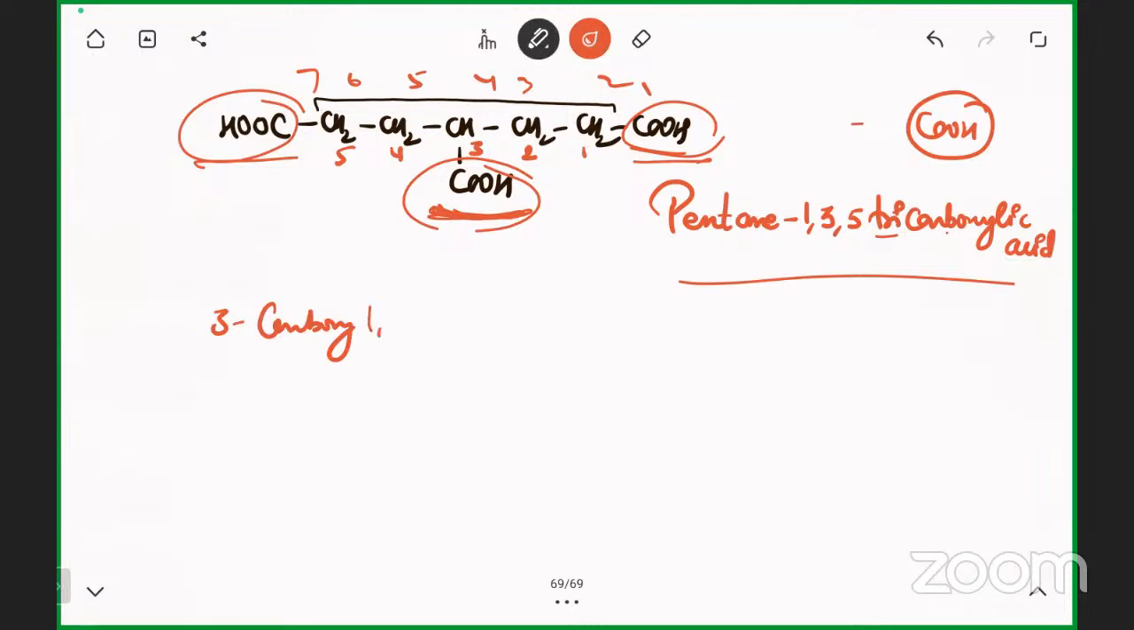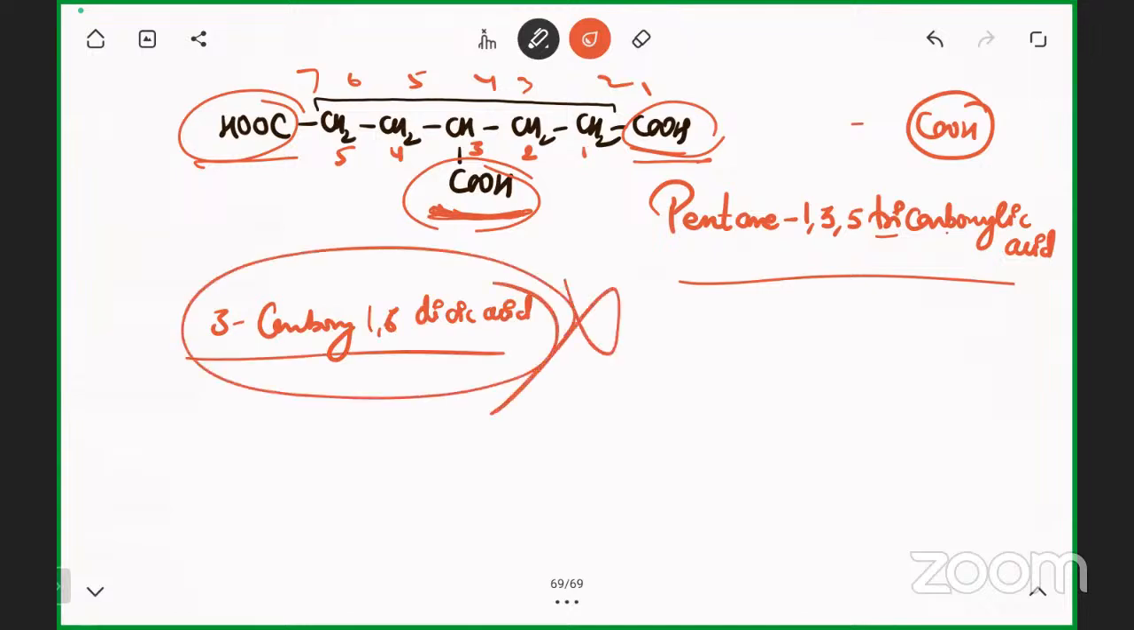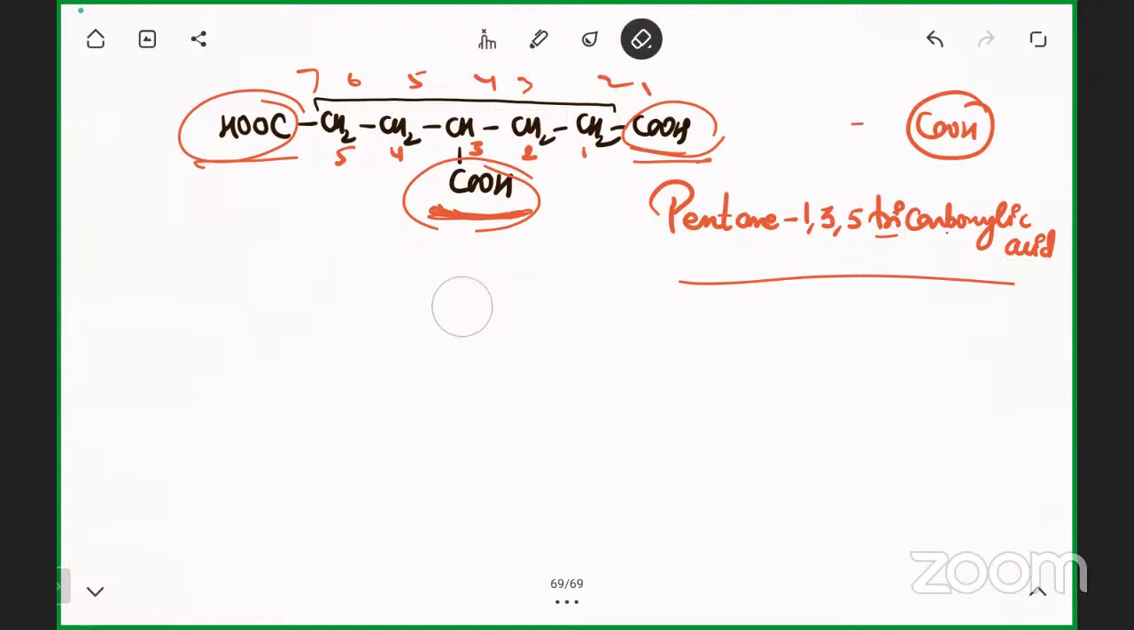1 comma 6 dioic acid. But this is the wrong way. You'll not use this. If all the same group are present, you'll not give priority to anyone. So don't do these kind of things.